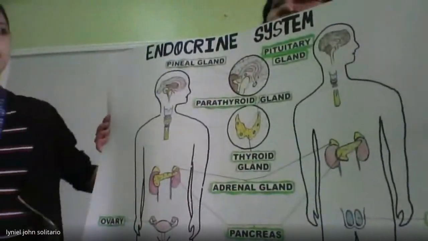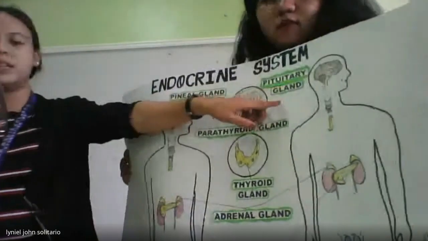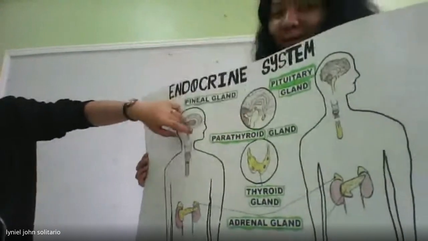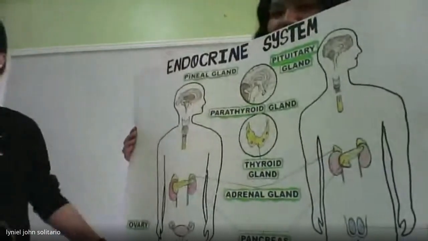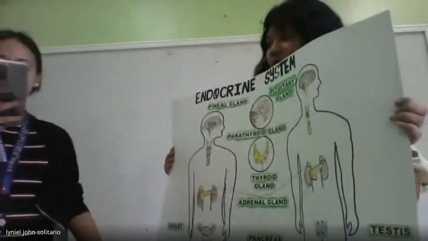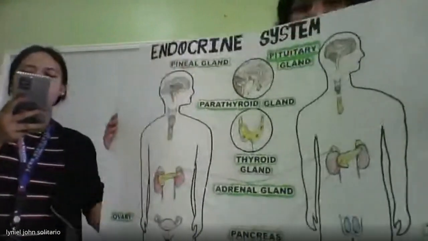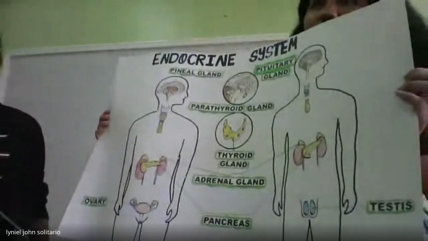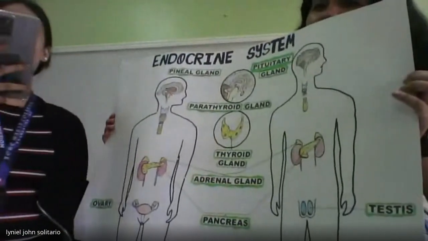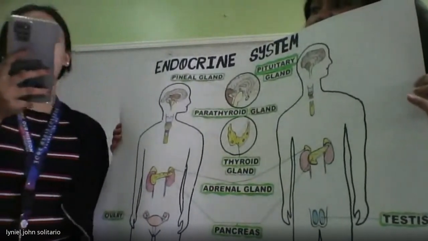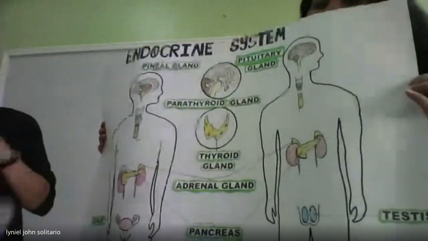The second part is the pituitary gland. The pituitary gland is located below the brain, usually no larger than pea size. It is often referred to as the master gland. It controls various other endocrine glands in the body. It produces and releases a range of hormones that regulate growth, reproduction, metabolism, and stress responses.